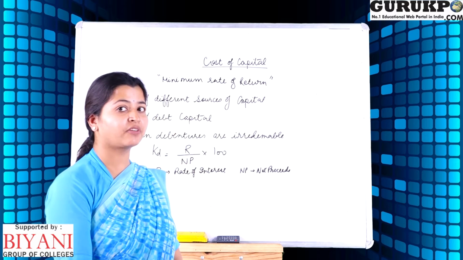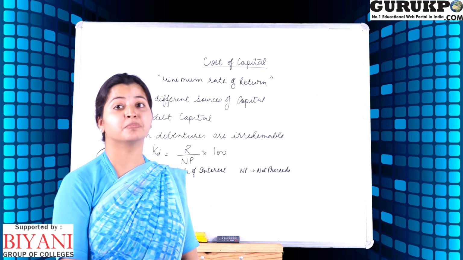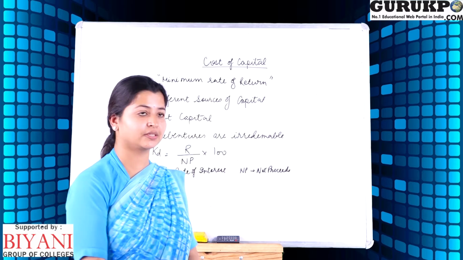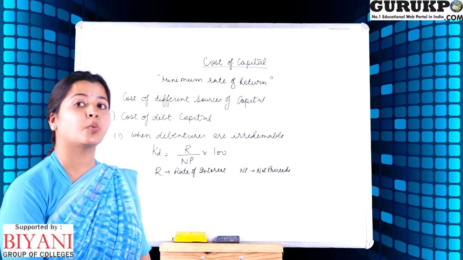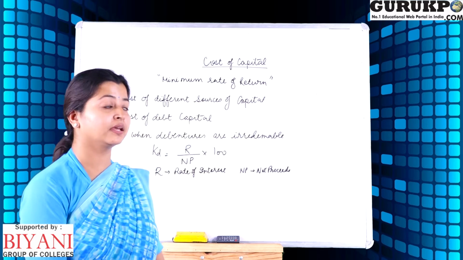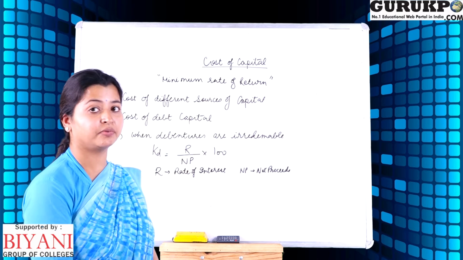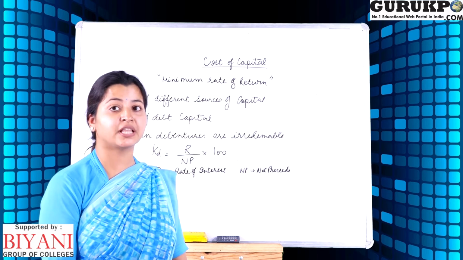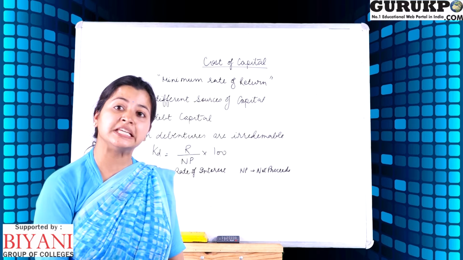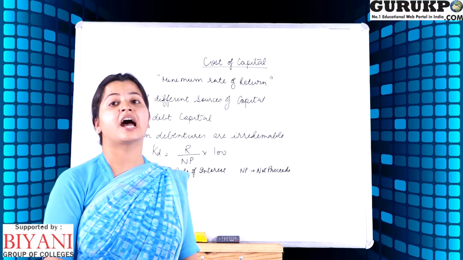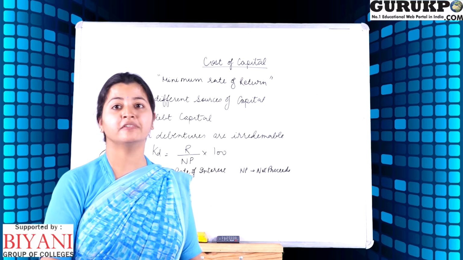The first source of capital that we have taken is cost of debt, which includes debentures, bonds and long-term loans. When debentures are irredeemable, meaning we don't have to repay them, the formula is R divided by NP into 100. R is the rate of interest that we have to pay on our debentures, and NP is the net proceeds that we get after deducting all the expenses on the issue of debentures.